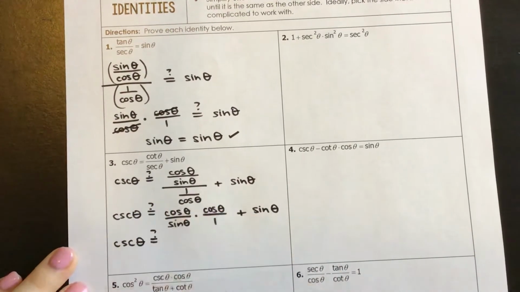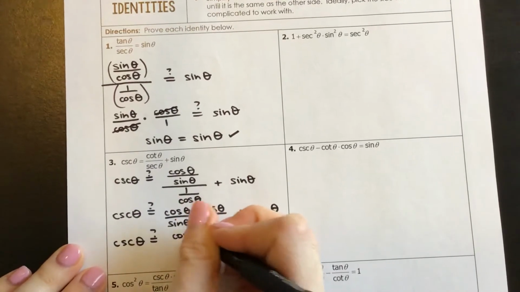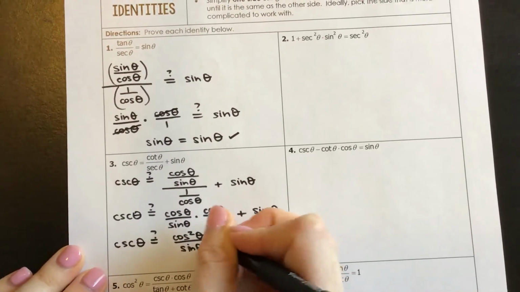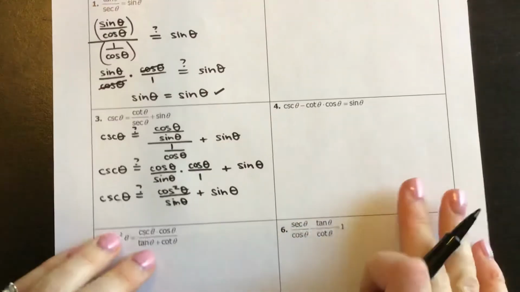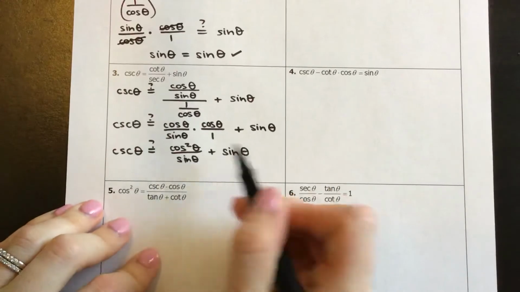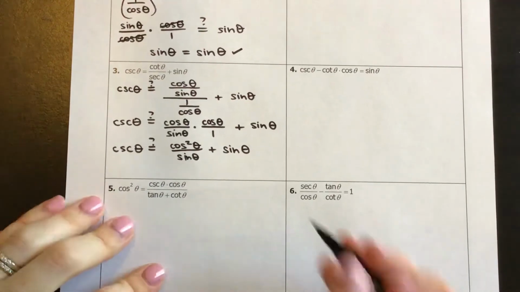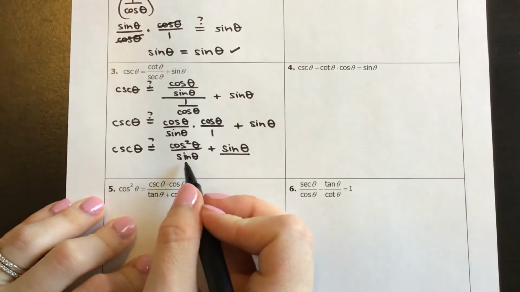Left-hand side, I'm not doing anything. These two things get multiplied together. I get cosine squared in my numerator over sine. And then I'm adding sine on this piece right here. This is something that's going to pop up a lot when you're proving identities. If you have addition like this, you are going to have to get a common denominator so that you can add them together. So multiply top and bottom by sine over sine so that you can match this.